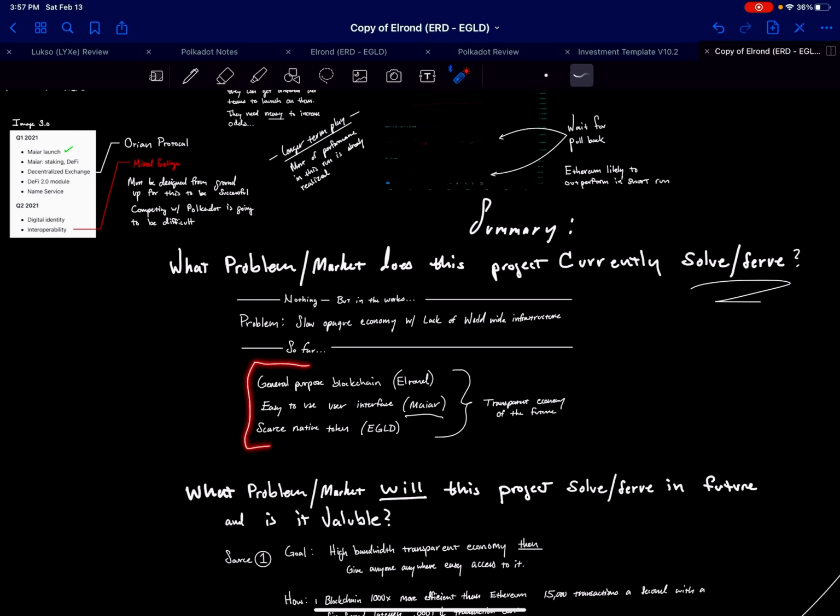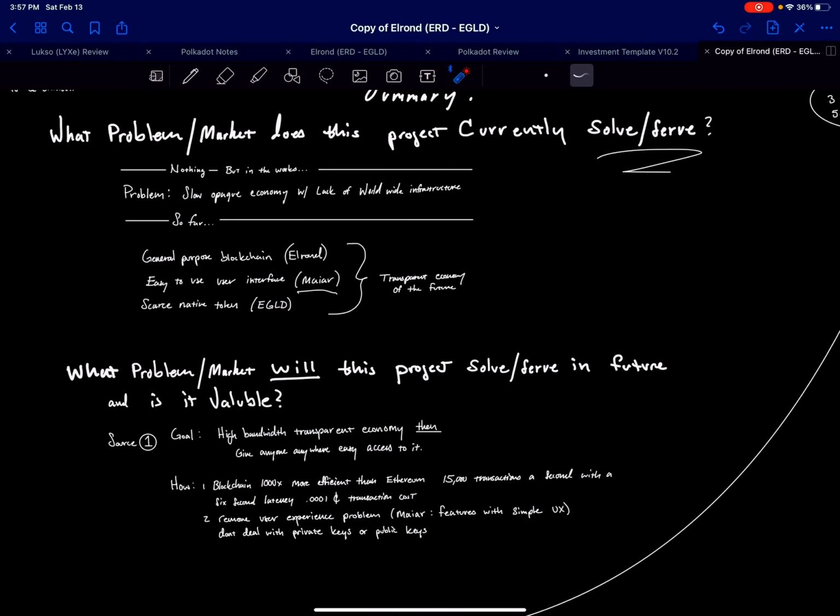So far, when I say what problem does it currently solve, I mean, they just built the roads for their goals. Like, they just released this first stage, this Mirror wallet. And they're basically a general purpose blockchain. So it's one of those. They're basically a trust machine, just like Ethereum or that kind of project. Easy to use interface, scarce native token. And so with these tool sets, with these things that are already built, they're aiming to do the transparent economy of the future.